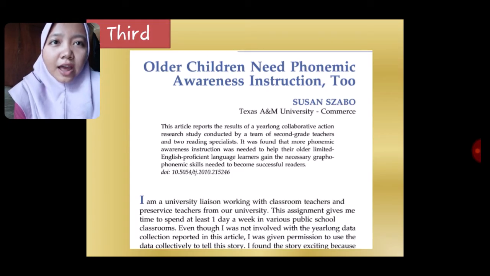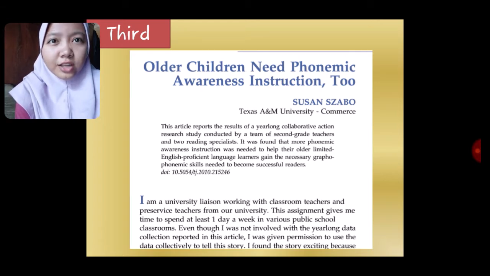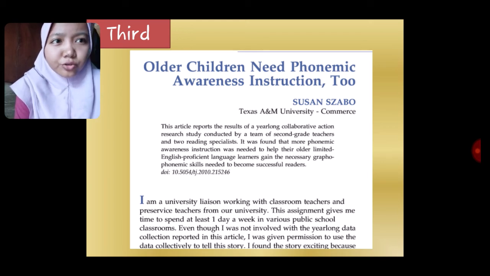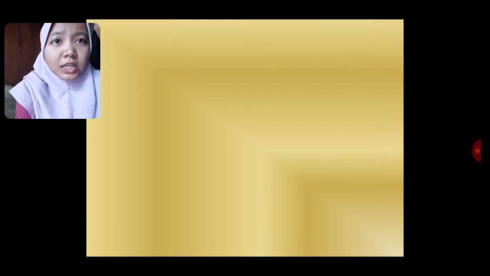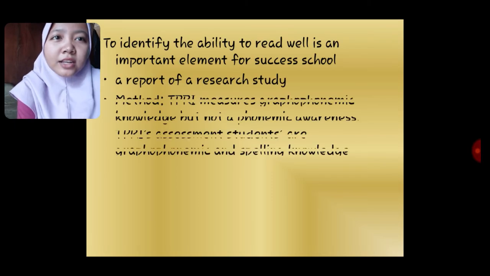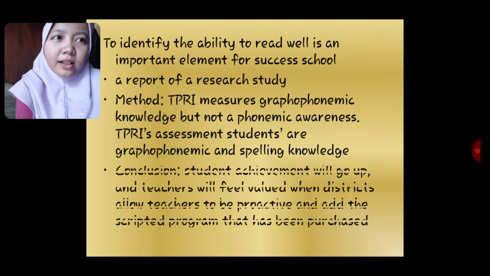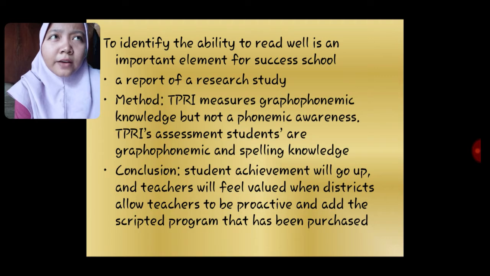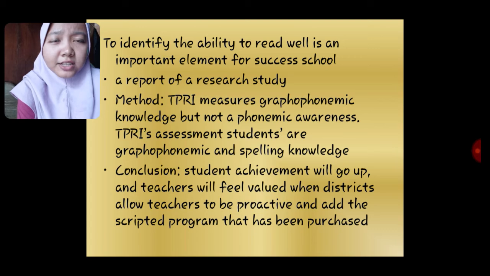Next, the third article is delivered to the high level in junior high school. This article's title is Older Children Need Phonemic Awareness Instruction Too, written by Susan Zabo. This article is to identify that the ability to read well is an important element for successful school. So this article discusses how rapid phonemic awareness is also necessary to build students' reading comprehension skills.